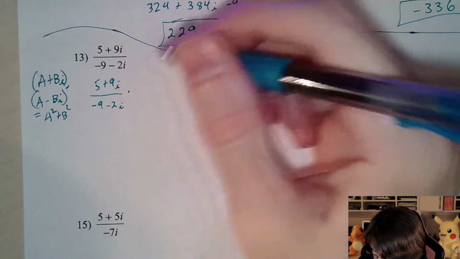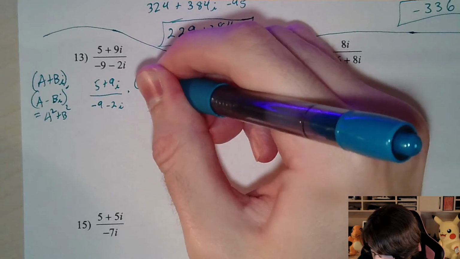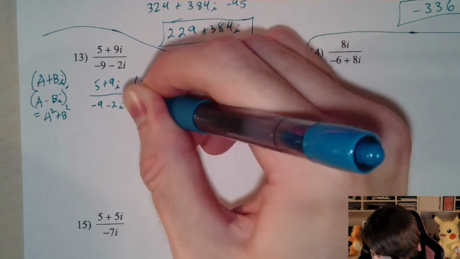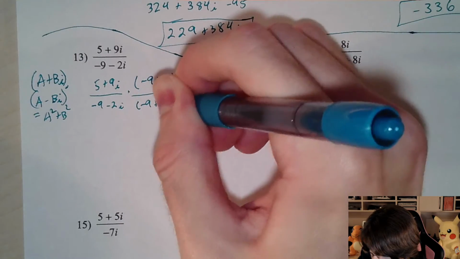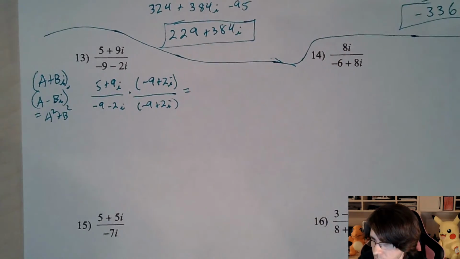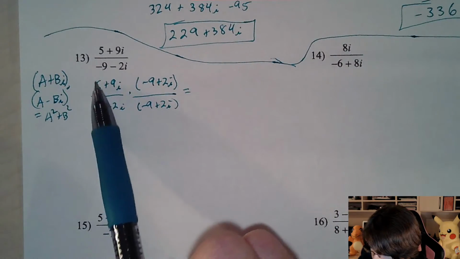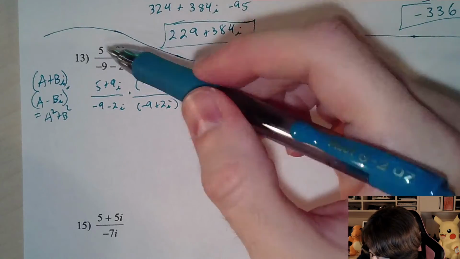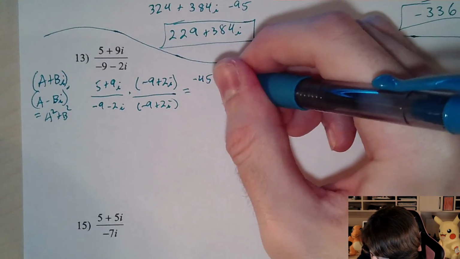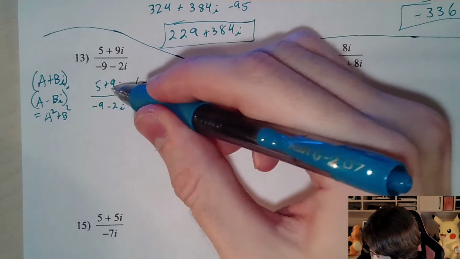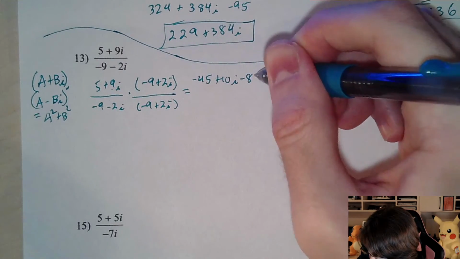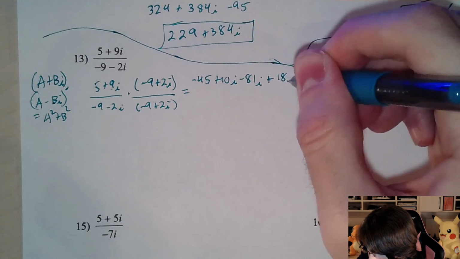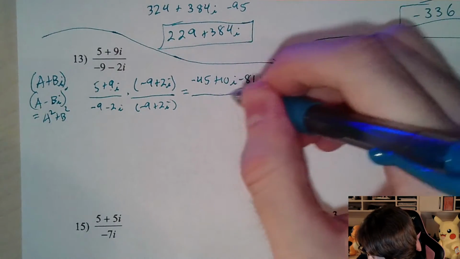So we're always going to multiply by the conjugate of the denominator, and we're going to multiply it by a version of 1. Negative 9 plus 2i on the top, and negative 9 plus 2i on the bottom. And when you do that, you get 5 multiplied by negative 9, that's going to be negative 45. 5 times 2, you get plus 10i. Negative 9 times 9, negative 81i, and then 9 times 2 is plus 18i squared there.